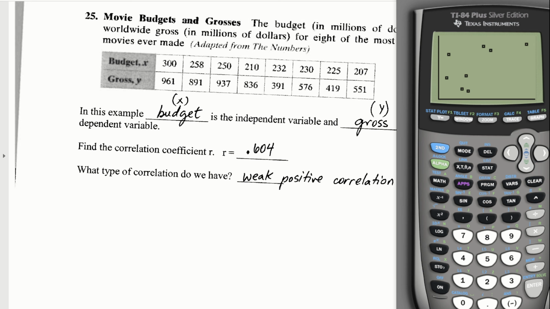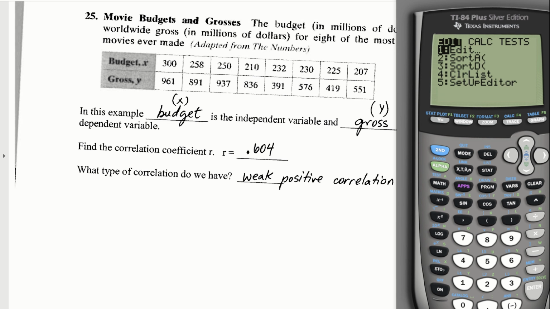To confirm this, the ultimate test is what is the R value. We go to stat, let's go over to calculate, linear regression, hit enter, and sure enough we get an R value of about 0.604. 0.604 is not very strong at all, so we would refer to this as a weak positive correlation.